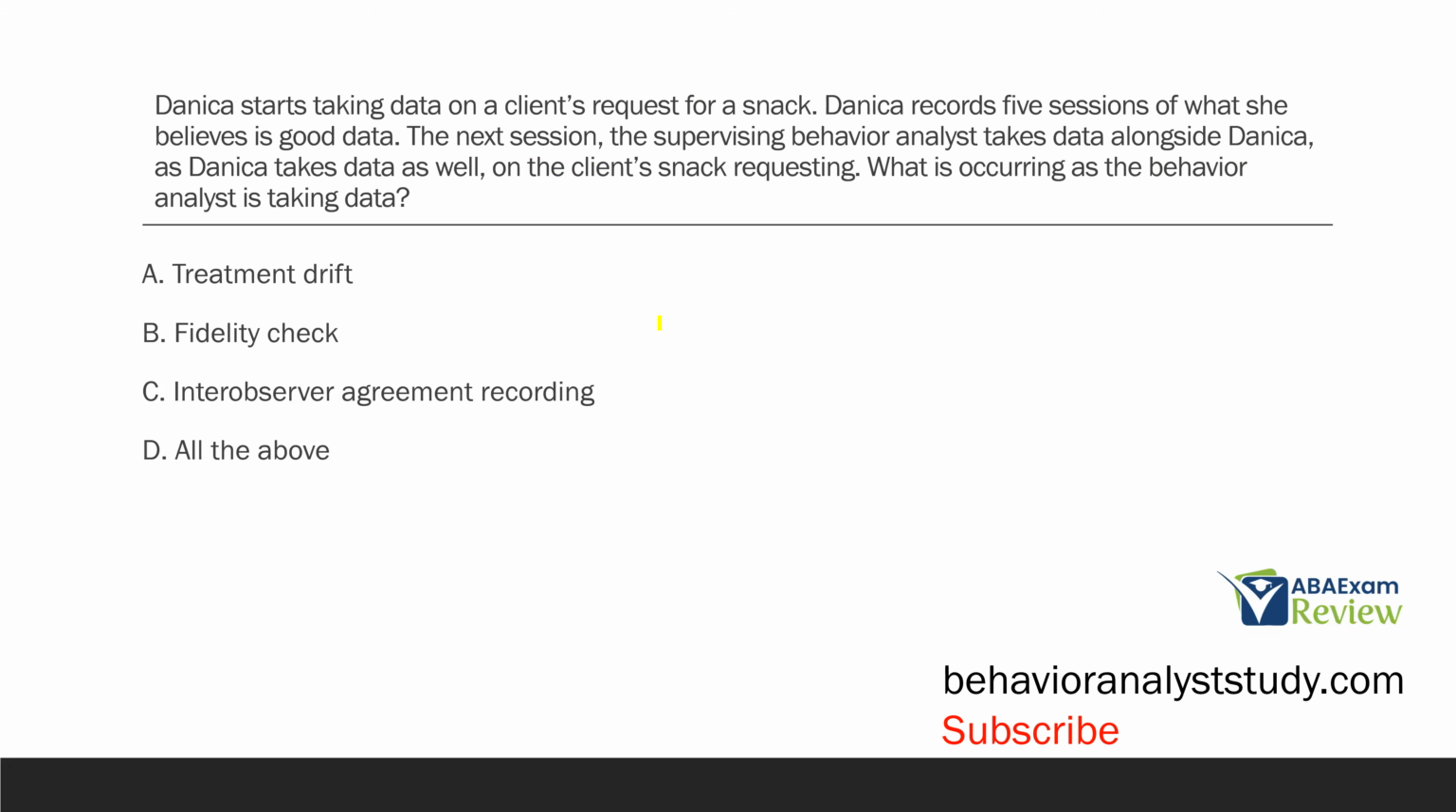Danica starts taking data on a client's request for a snack. Dana records 5 sessions of what she believes is good data. Next session, the supervising behavior analyst takes data alongside Danica, as Danica takes data as well on the client's snack requesting. What is occurring as the behavior analyst is taking data? So we are looking more specifically at the behavior analyst. So we know Danica is taking data on requesting for snack. Danica gets 5 sessions of what she believes is good data. The next session, the supervising analyst, who we're looking at, is taking data alongside Danica as Danica takes data as well on the same thing. So now they're both taking data on the client's snack requesting.